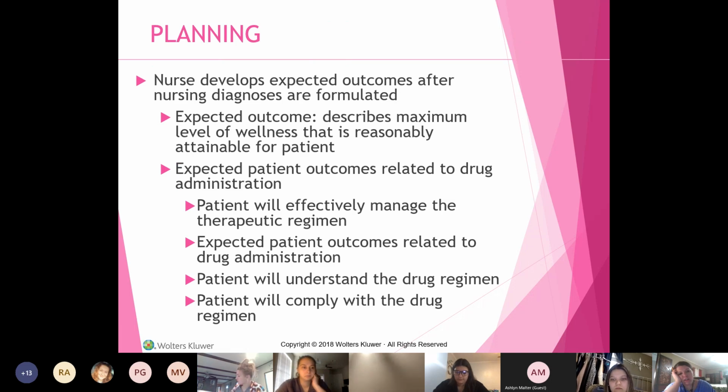So planning. The nurse develops expected outcomes after nursing diagnoses are formulated. Our goal is that we want our patient to obtain the maximum level of wellness that's reasonably attainable. So in regards to giving pain medications, is everybody's pain goal going to be a 0?